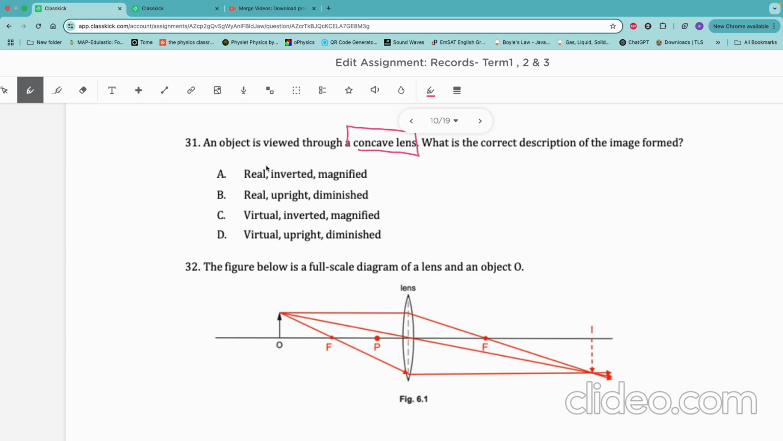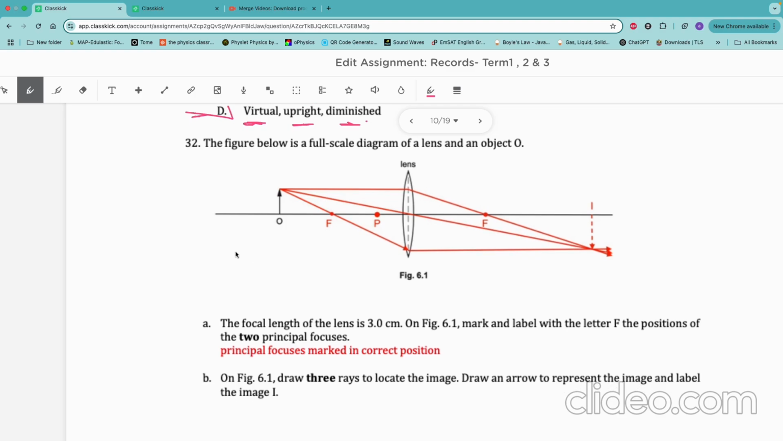Going back here, again, we are going to eliminate answers. A and B will be cancelled. So either virtual, inverted, magnified, or virtual, upright, diminished. For virtual, no way to be inverted. These two properties, no way to come together. So it's virtual, true. It's upright. It's diminished, which is smaller in size, so D.